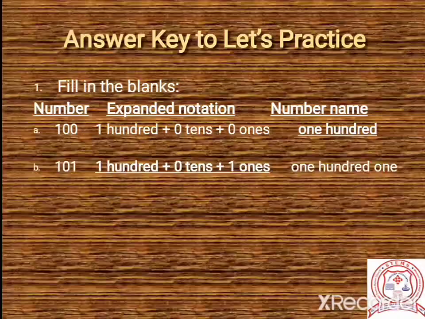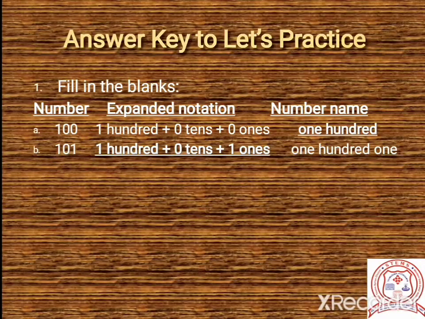Our next question is 101. How will we write it in expanded notation? 1 is in hundreds place, 0 is in tens place, and again 1 is in ones place. So the answer will be 100 plus 0 tens plus 1 ones.